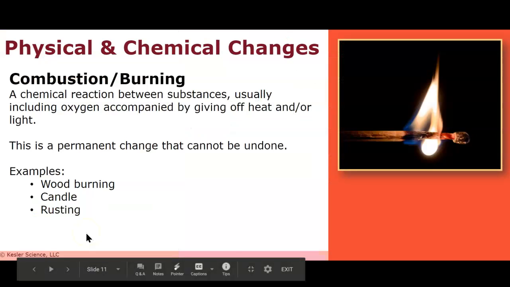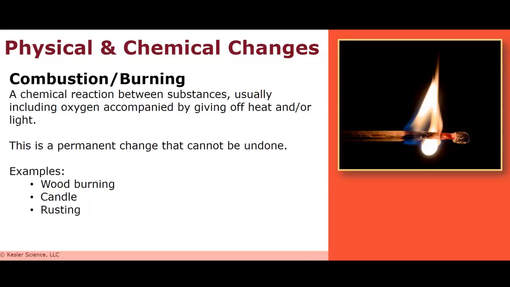Another chemical reaction is combusting or burning. A chemical reaction between substances, usually including oxygen, accompanied by giving off heat and or light. And it's a permanent change and can't be undone. For example, if you burn wood or if you burn a candle or rusting of metal.